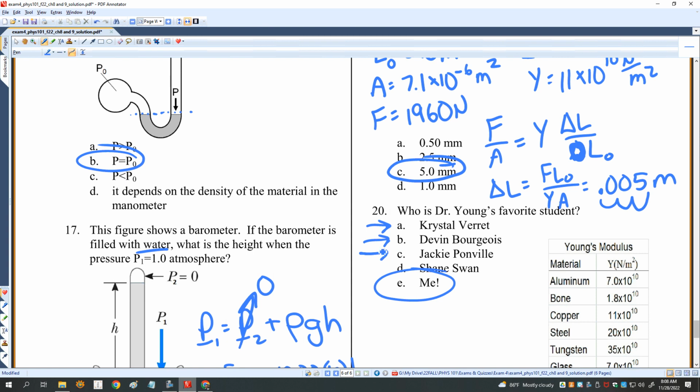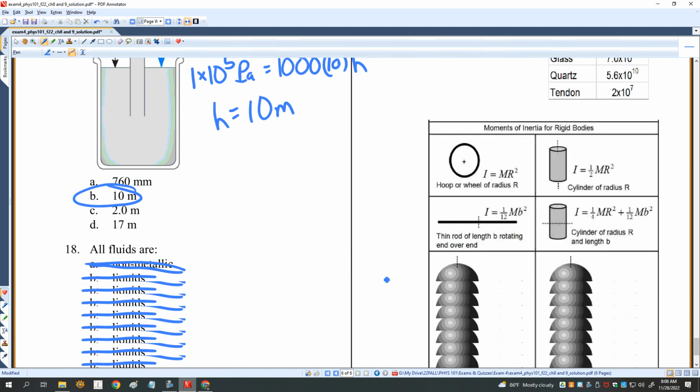Jackie Ponville is a researcher. She was at MD Anderson, but now she's at AstraZeneca. She just moved to AstraZeneca. And Shane Swan is an industrial chemist at, oh gosh, SGS, I think. He ran for state senate last year. He didn't win, unfortunately. I think he would have been really great, but all of you are my favorites. All right, good job.